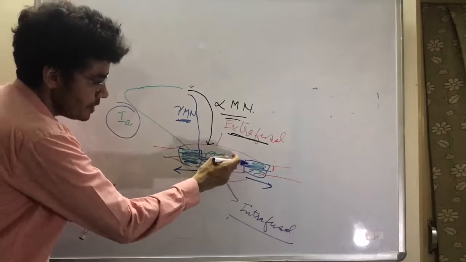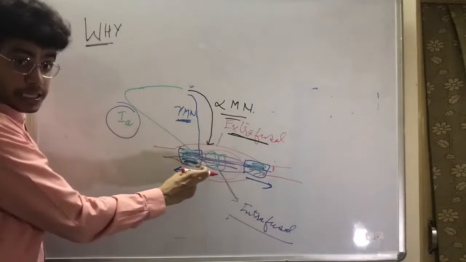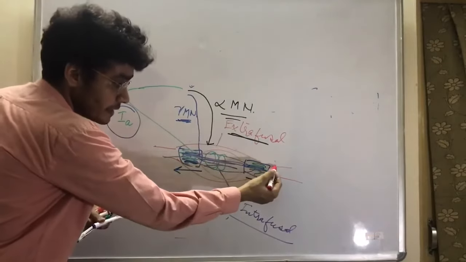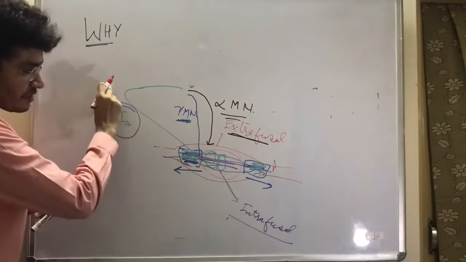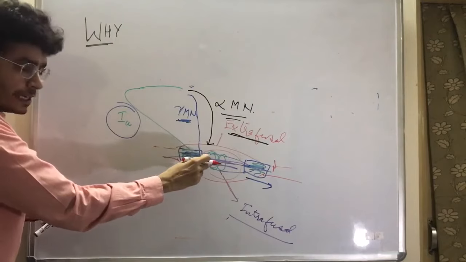So what will happen to the inner segment of the muscle spindle? It will again get stressed, right? Because initially we started with the knee hammer, it will again get stressed. Again the sensation will be carried by this, and then again the alpha motor neuron will get activated.